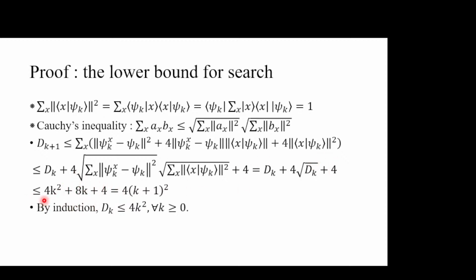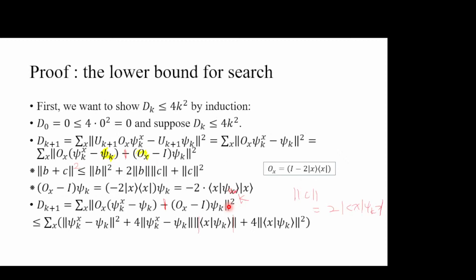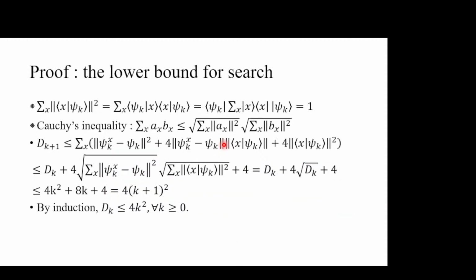Okay, and so everything together, this is equal to (4k+1)². So we see that if we have this induction assumption, d_k ≤ (4k)², then d_{k+1} is also ≤ (4k+1)².